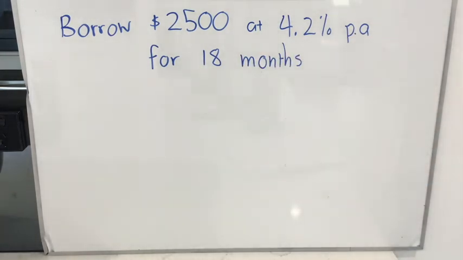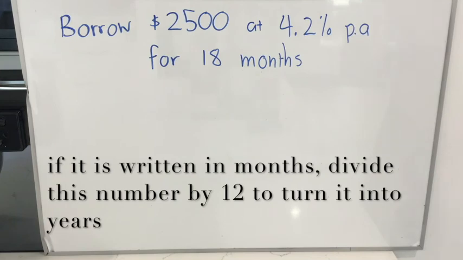So here's a rule. I want you to write this down somewhere because it works every single time. If this is written in months, divide this number by 12 and that turns it into years. So whenever you see it say, like this one, 18 months, divide that number by 12 and that turns it into years. So make this note somewhere, make it stand out so that whenever this appears, you can look back to this page in your notes and you remember how to convert it into the right format.